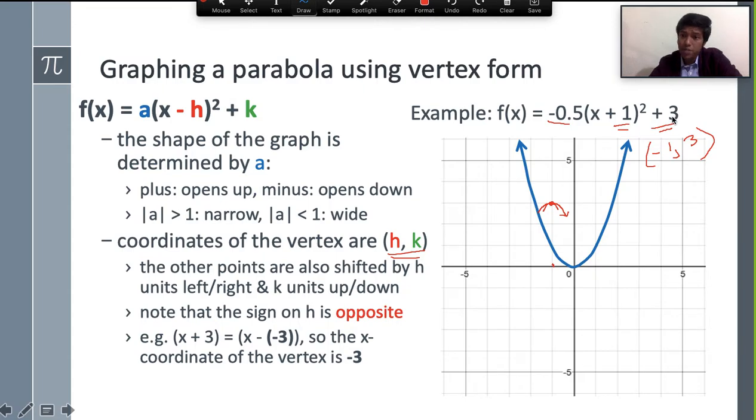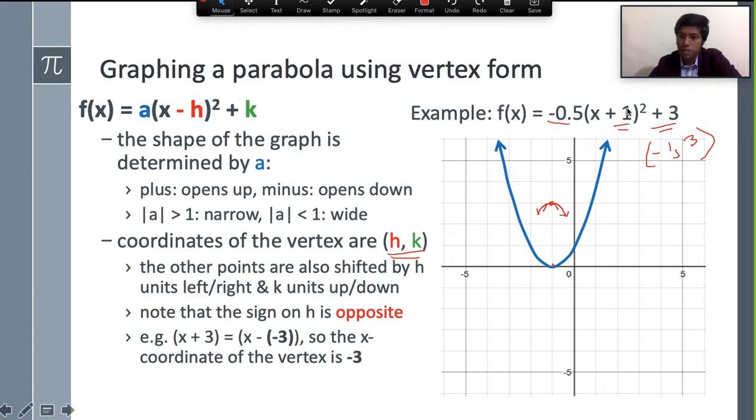If this number is positive, the graph goes up. If this number is negative, the graph will go down. And for this minus, as I said, the graph will flip. The graph will have a reflection about the x-axis. So let's see if it is happening here.